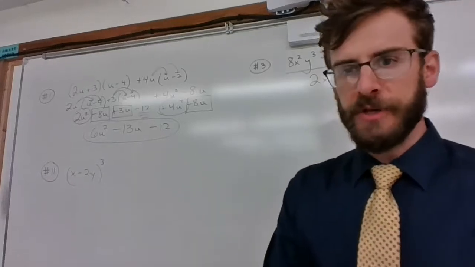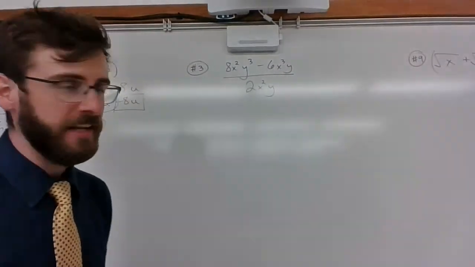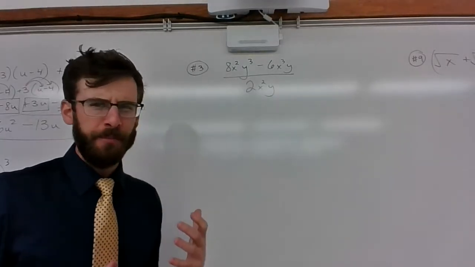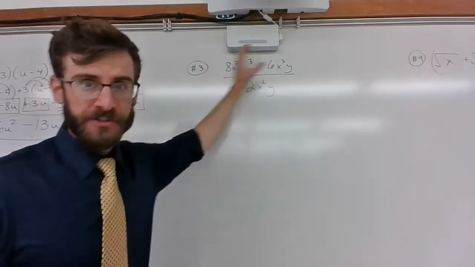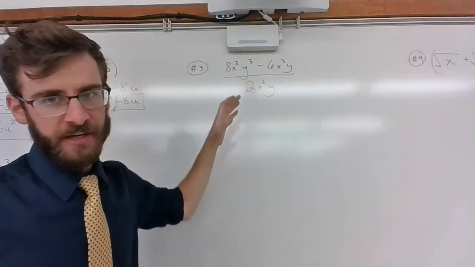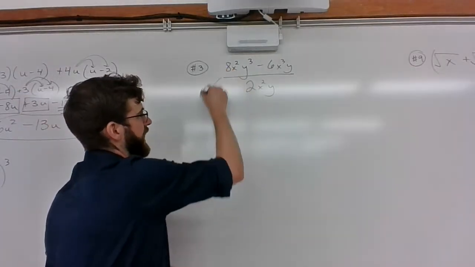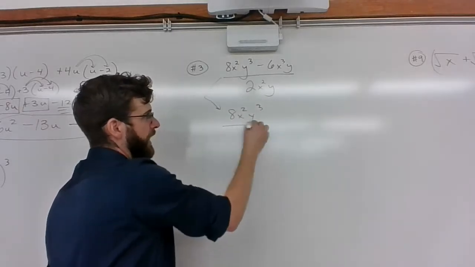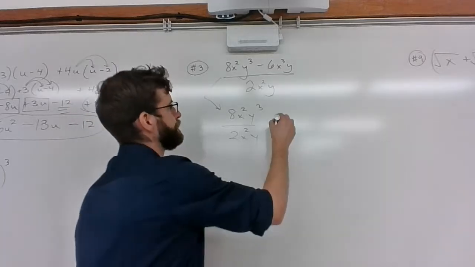All right. Number 3 is different in that it's not multiplying but dividing. So the thing you got to know is that there's kind of a distributive property-esque thing that goes on with division, where if you've got multiple parts on top, they all get divided by the one quantity that's on the bottom. So I'm just going to rewrite this as 8x squared y cubed divided by 2x squared y, and then do the same thing with the second term.